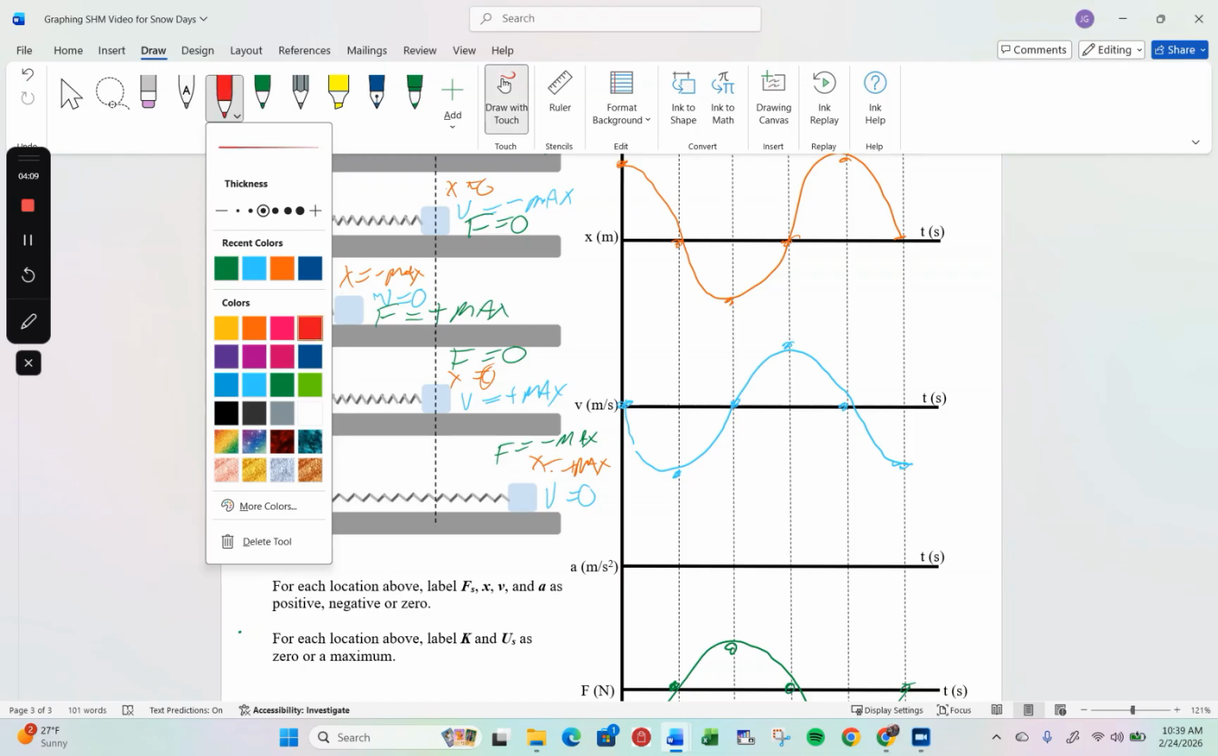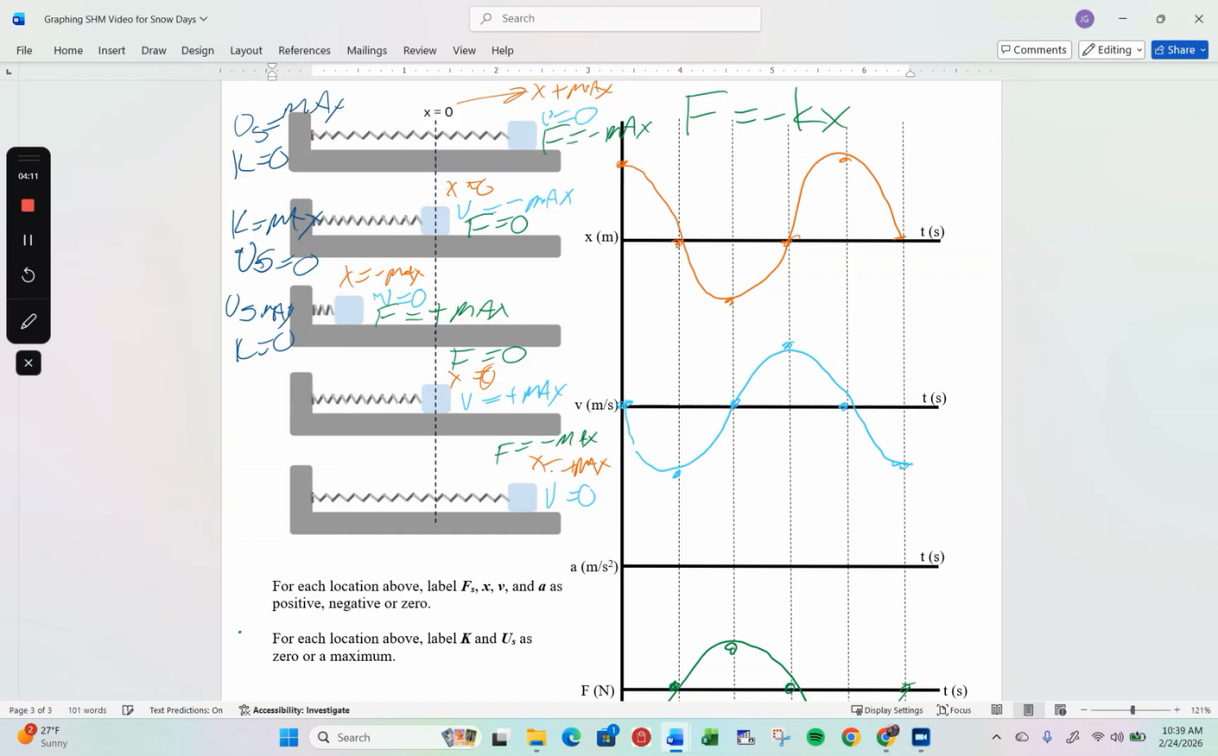Also, this should be really easy. F equals ma. So that means that the force and the acceleration are in the same direction. So a would be negative maximum here. Sorry, it's not very neat. a would be 0 in the middle. Here, a is a positive max. a equals 0, and here a equals negative max. They're literally the same graph because F equals ma.